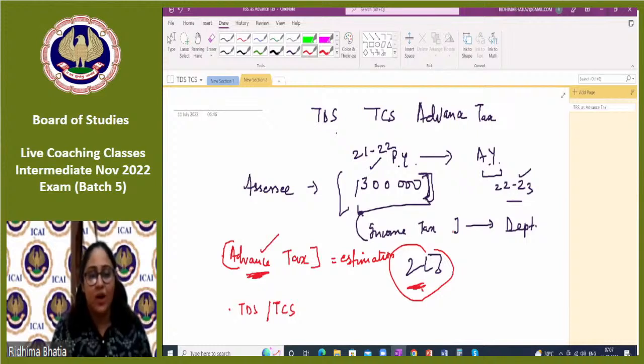Tax which is paid in advance. How do you pay? On estimation. What are the detailed provisions? We'll see it in the coming classes.